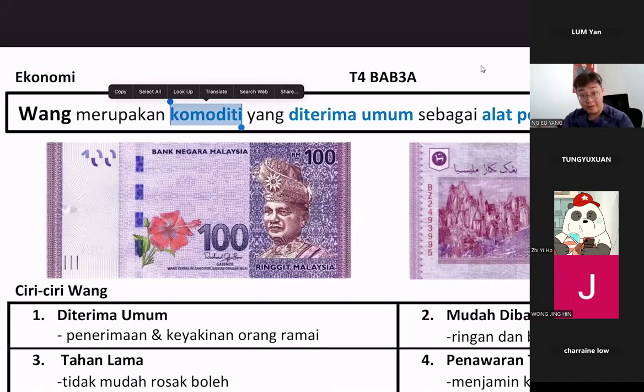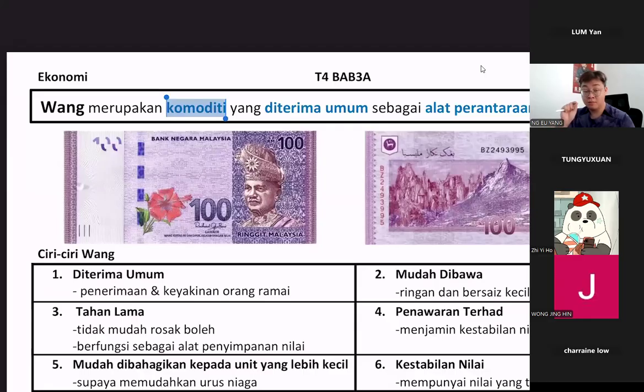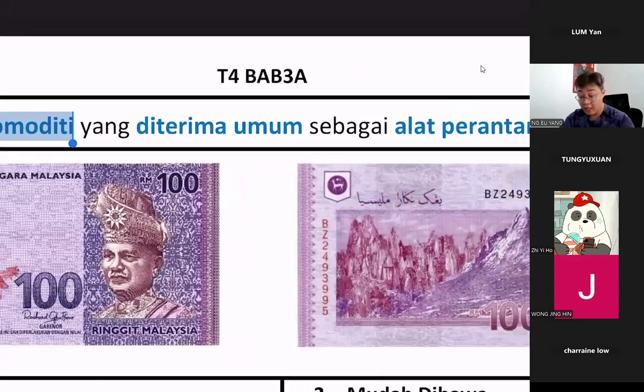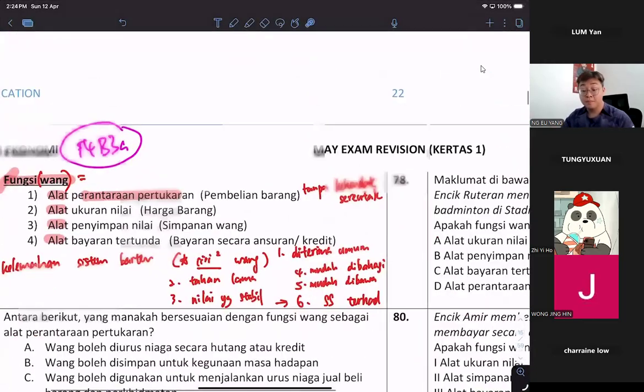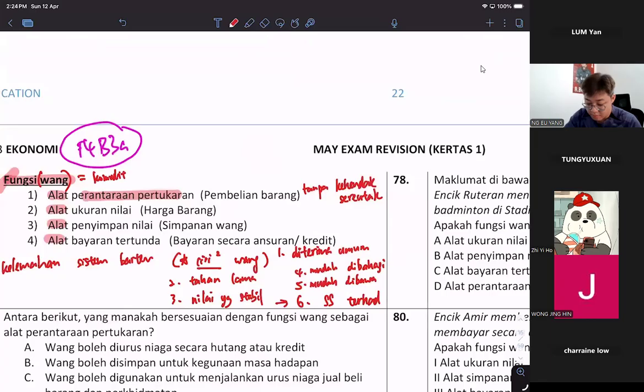So that's why this bahan mentah is value, then this is the paper, wang kertas, and then the metal. This ciri yang diterima umum is the first ciri, and then the first fungsi sebagai alat perantaraan pertukaran. So please try to memorize the three keywords. So fungsi wang ialah, yeah, so I just try to the keyword commodity yang diterima umum. So this is the first ciri that you have to memorize first, diterima umum, dan sebagai alat perantaraan pertukaran. So just try to continue from the sentence below.